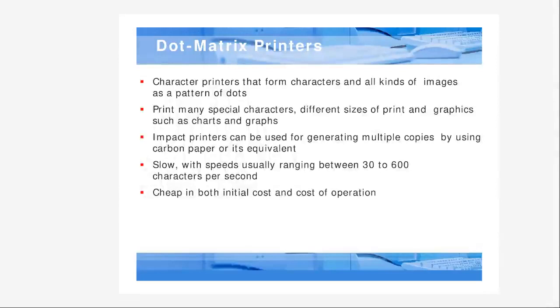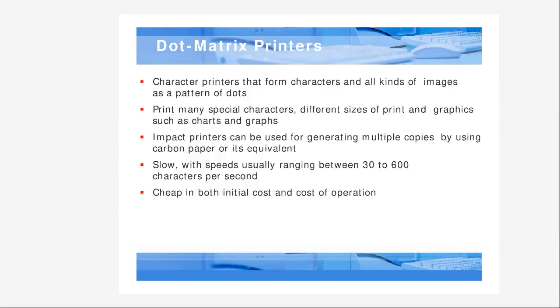Okay, so one of the printers we are using is the dot matrix printer. So what are the features of this printer? The first point is written as character printer. I already told you why it is called a character printer: it prints one character at a time. How will it print the character? In the form of a pattern of dots.